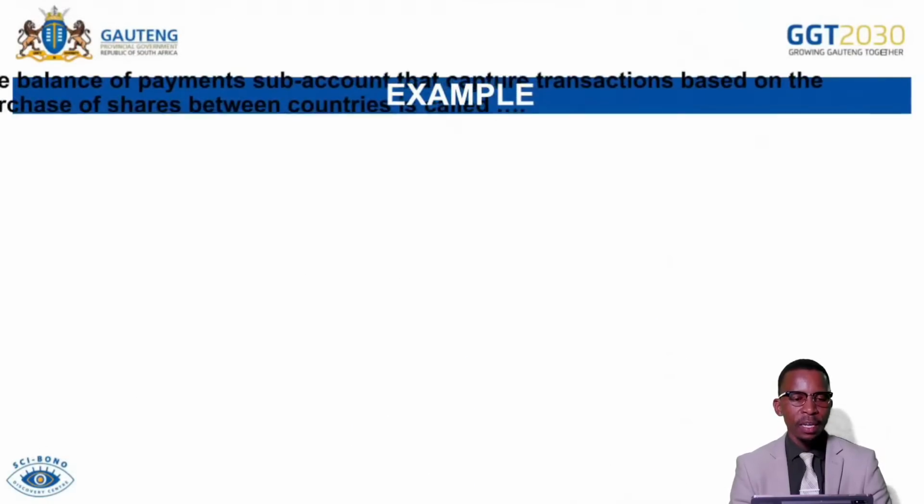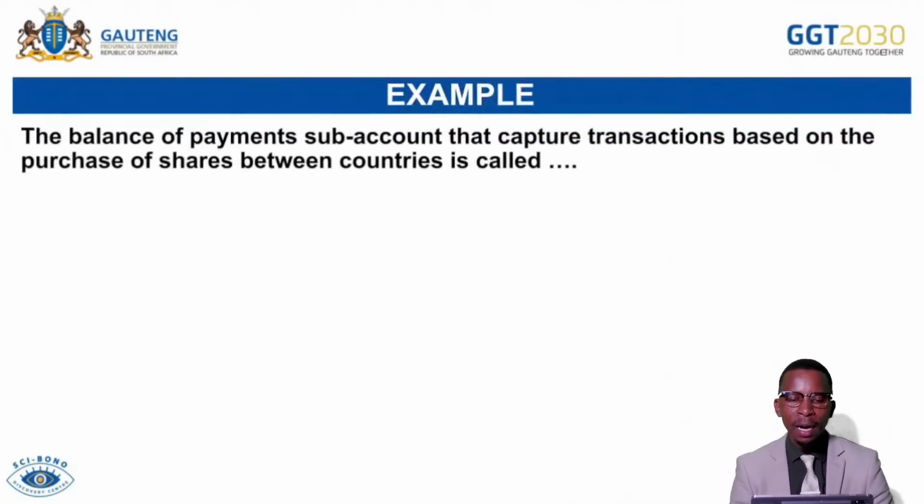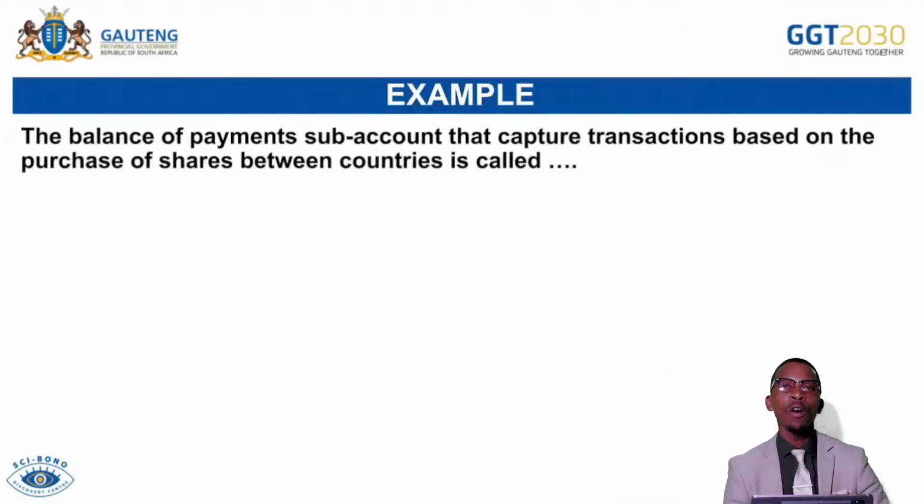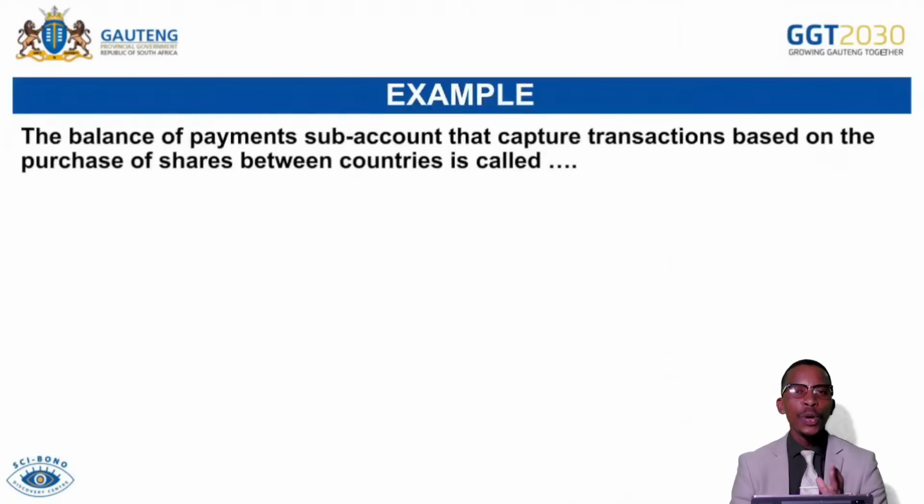What is provided in the balance of payments sub account that captures transactions based on the purchase of shares between countries is called. We know that now if we go to the balance of payments, which sub account of the BOP captures transactions based on the sale of shares, we know there is a financial account in there that will be recording what we call the shares, but then it records investments. Within the financial account, we have the portfolio investment. But let's check which options are provided to us.